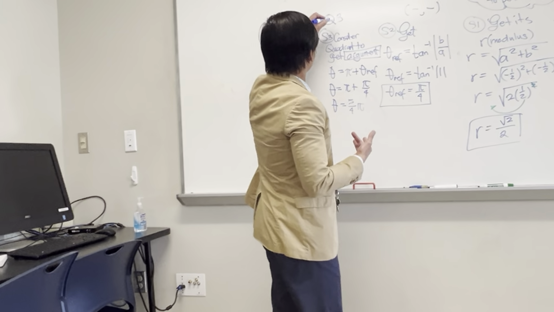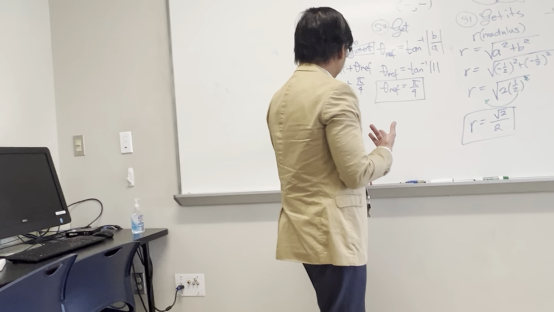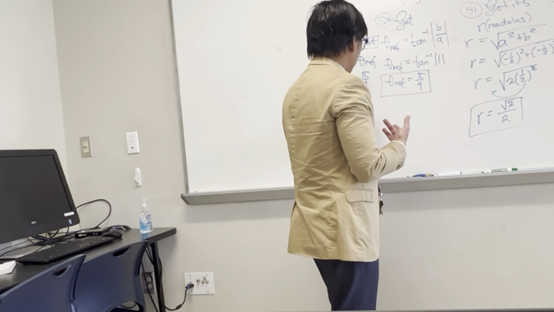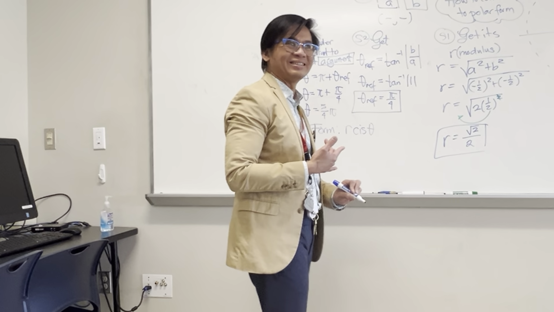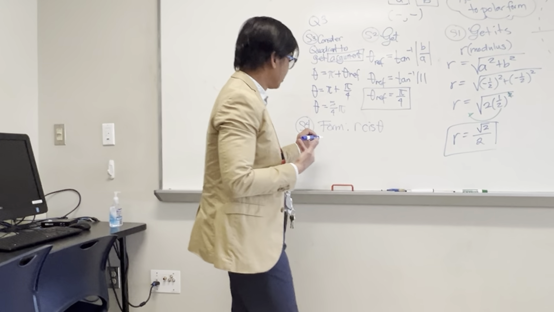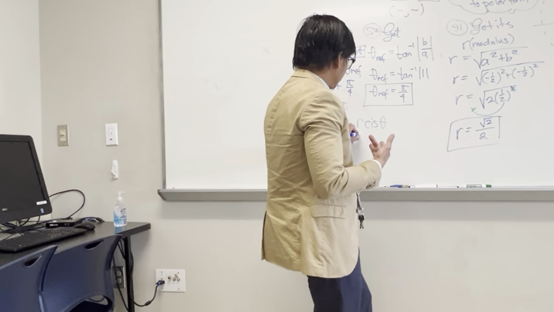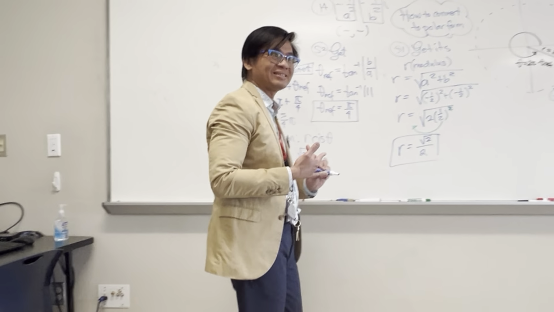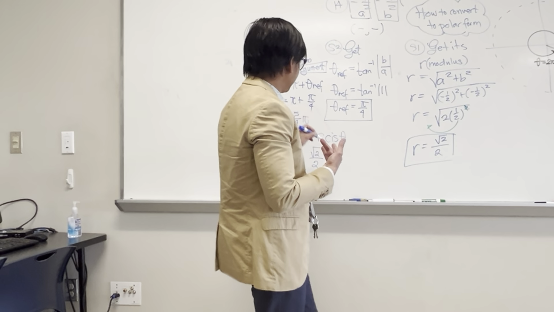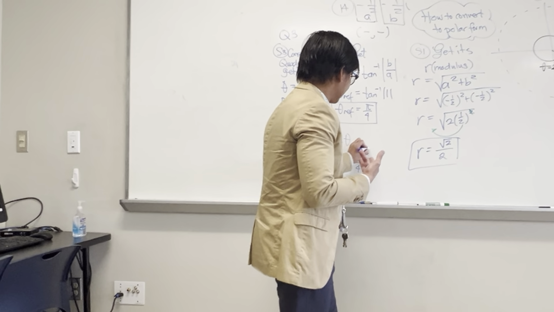And step number 4 is to put it on the form. What is the form again? The form is the following: r cis theta. So what's your r? Square root of 2 over 2. Cis. And what's your theta again? 5/4 pi.